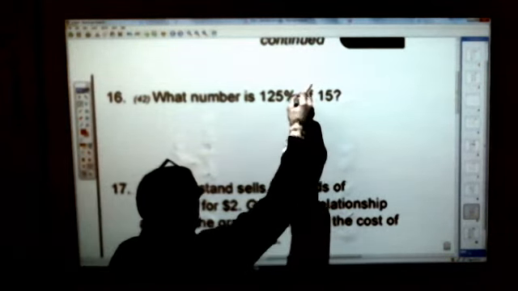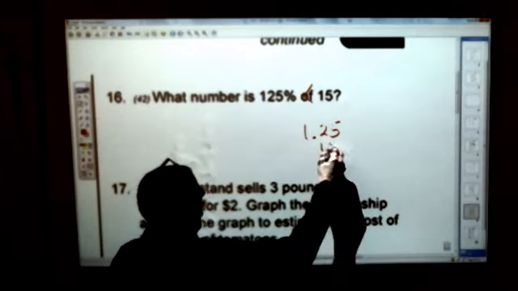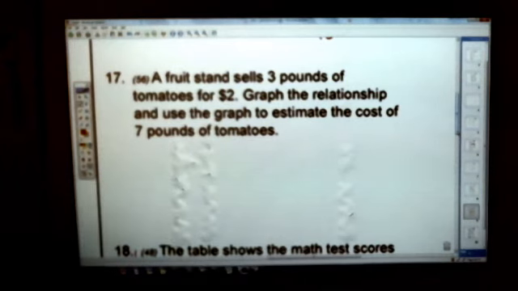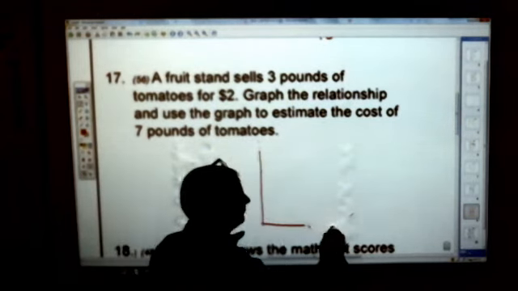This one here, ladies and gentlemen, means multiply. Andrew, here's your multiplication. 1.25 times 15, I'm not going to do that. I will do 17 because you may or may not get it right. It says to graph the relationship. What would be the cost of 7 pounds of tomatoes? Who got that one right? Because they said use a graph to estimate, you're going to have to do it with real graph paper, not what I'm doing here.